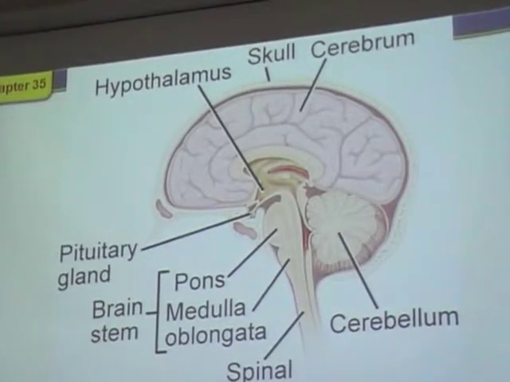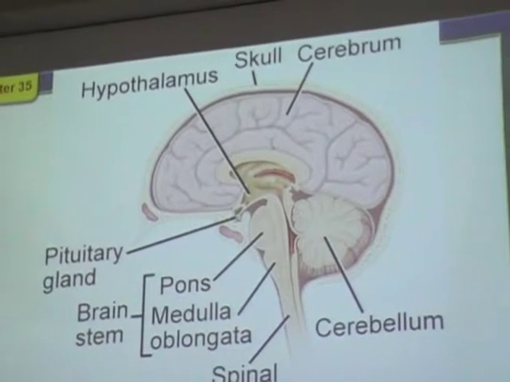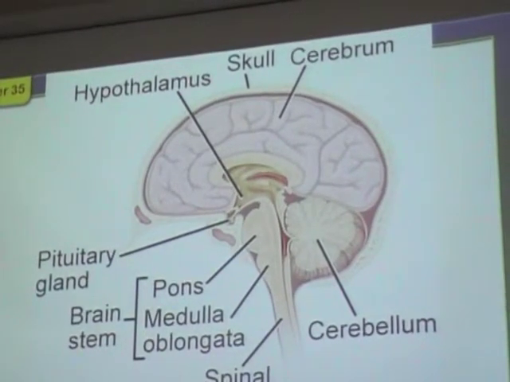So you are producing insulin, but your cells are ignoring it. It's called type 2 diabetes.